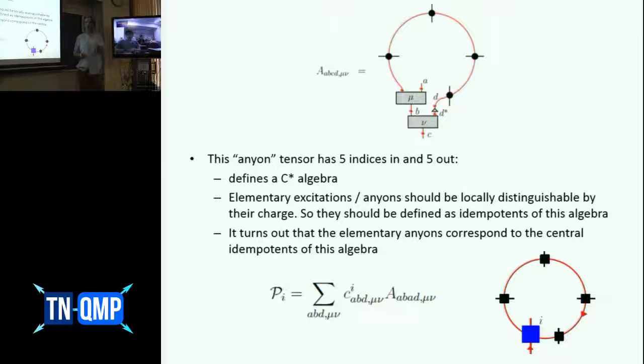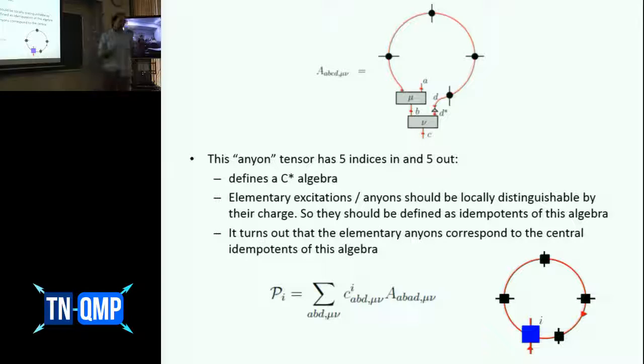So we found this out using this whole formalism of matrix product operators. There's a very similar framework that was invented by Chen, Wen and his collaborators, but in a completely different language. It seems to have a very similar idea, although I have a feeling that this goes further. But anyway, the whole thing is that you can form an algebra and the central idempotents characterize the anyons.